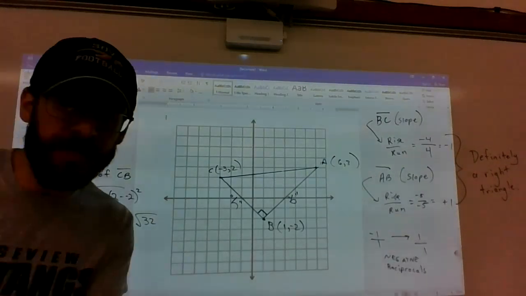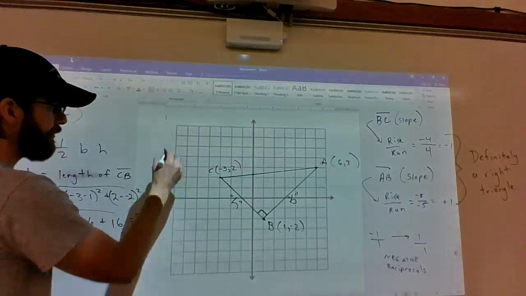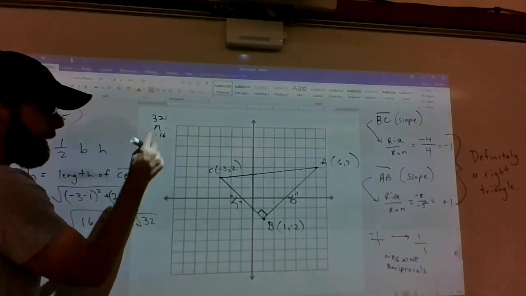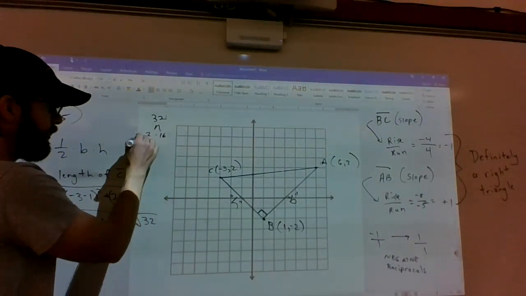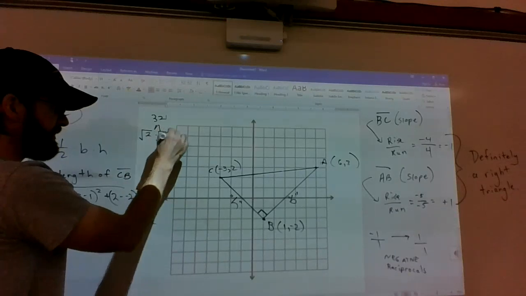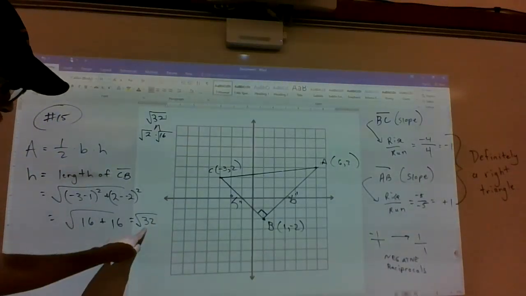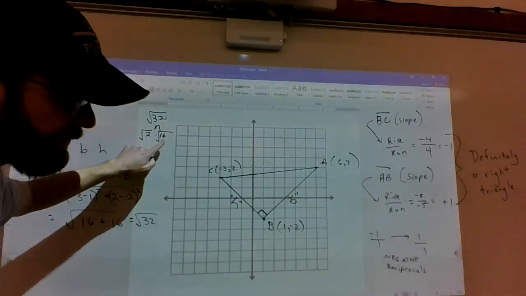Now, the root 32 can be simplified. If you think about how 32 breaks itself down, it's 2 times 16. That's a perfect square. All right? So it's like root 2 times root 16 is root 32. Root 16 is 4, so it's 4 root 2.